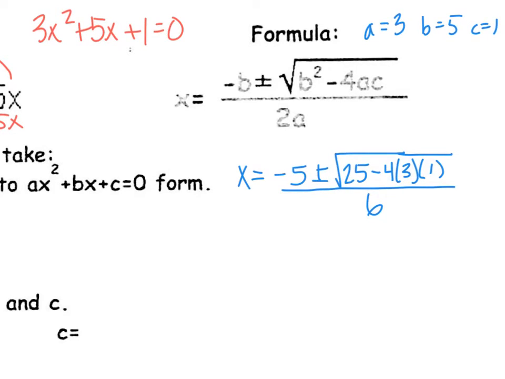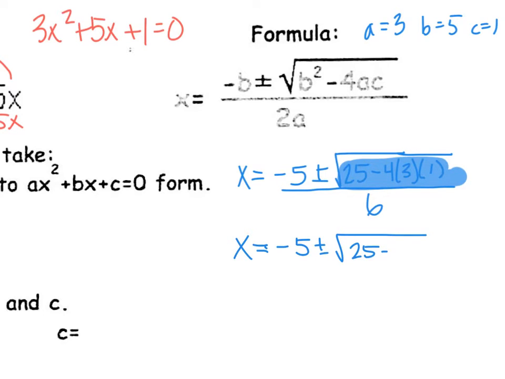Again, the first thing that you're going to want to do is figure out what is in here. Now in this case we only have one minus sign. It's right there, so this is going to be minus. So when we write this out, x equals negative 5 plus or minus the square root of 25 minus whatever 4 times 3 times 1 is. 4 times 3 is 12, times 1 is 12, so it's 25 minus 12.